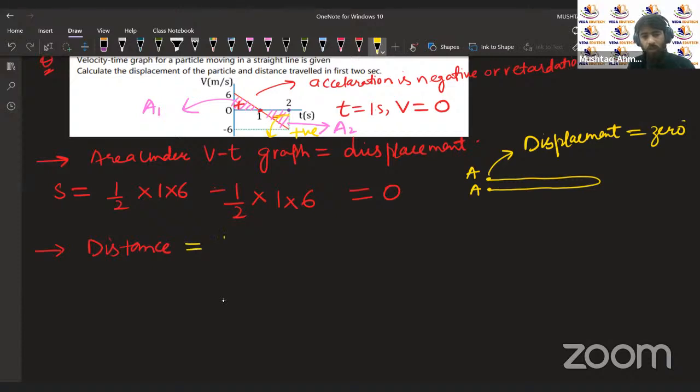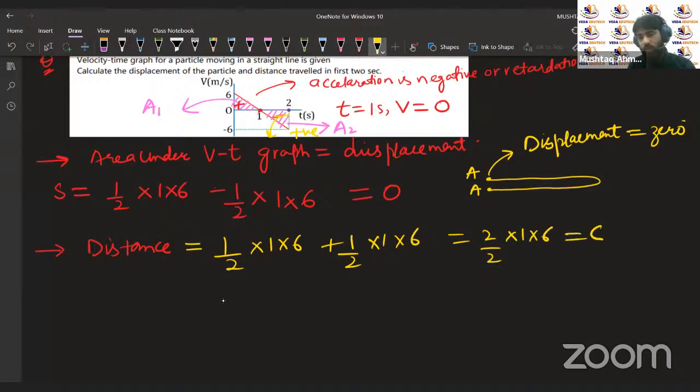So the total distance will be half of base into altitude, that's 1 into 6, plus half of base into altitude, that's 1 into 6. So it will be 2 times 1/2 into 1 into 6, that's equal to 6 meters. It means the total distance here is 6 meters, or we can say that from this point to this point, the distance is 3 meters, and from this point back, the distance is once again 3 meters. That's why the total distance is equal to 6 meters. So here the displacement is 0, but the distance traveled by this particle is 6 meters, right?